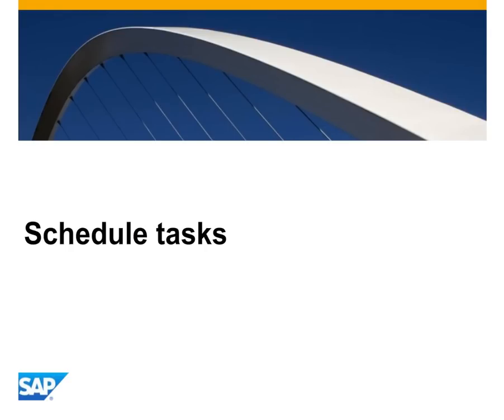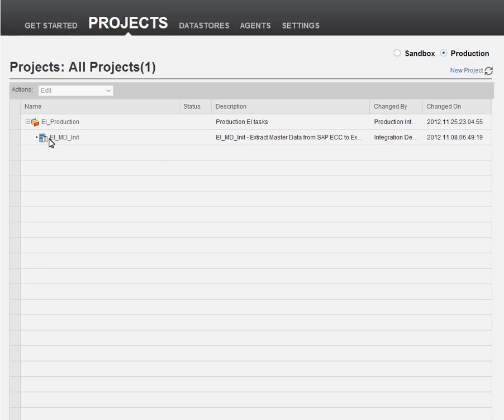After an administrator has promoted a task to the production environment, a production operator can schedule it to be executed automatically. To begin scheduling a task, log into SAP HANA Cloud Integration as a production operator. Choose Production to ensure that you are viewing the production environment. When the list of projects appears, select the task that you want to schedule. In this example, we will schedule the EI/MD init task.